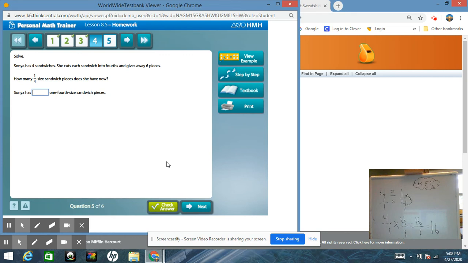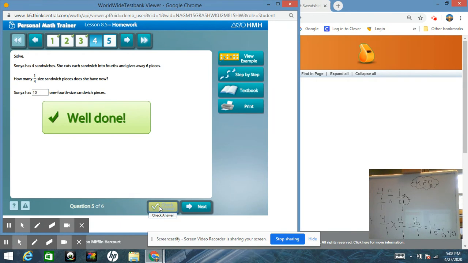16 is my answer, but remember, she gives 6 pieces away. So now I have to take that 16. I'm giving something away, so now that's subtraction. 16 minus 6, that brings you to 10. So how many pieces does she have left? Sonia has 10 pieces. And of course, Mr. Panda is right.